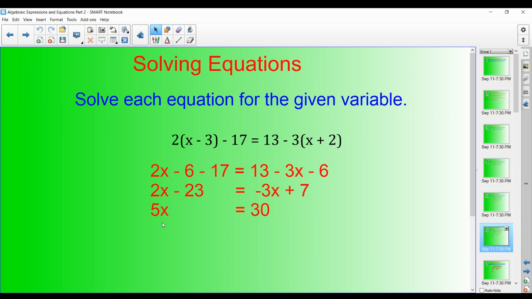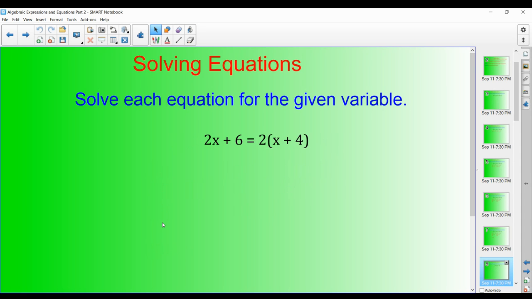We already know how to do this. We just got to keep practicing it. We get x equals 6. So it's possible for us to get x equals 6, one solution, and that's great. Now here's another example. Solve for x.